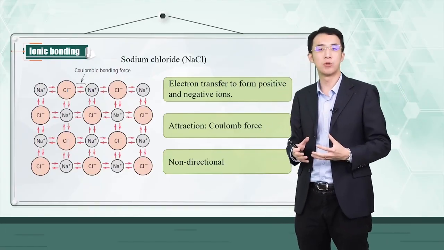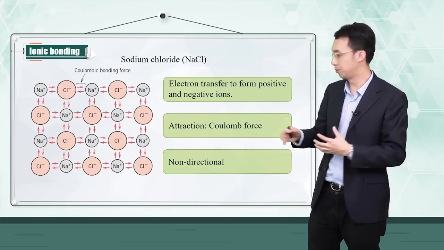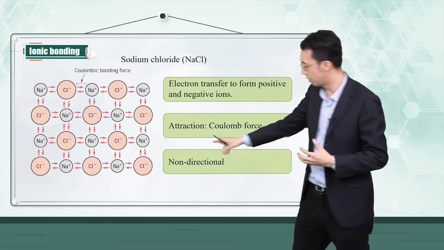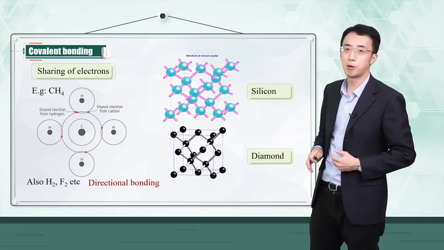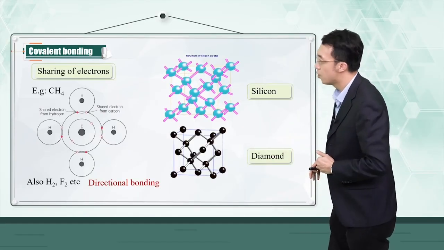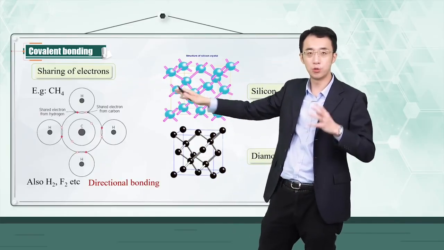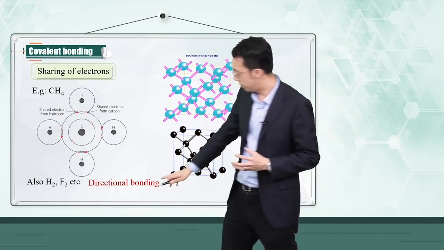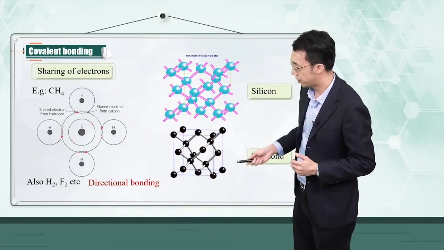And the attraction comes from the Coulomb force between the positively and negatively charged ions. And the chemical bond is non-directional, which is the result of the fact that your transfer of electron is complete. So there's no kind of a free electron. And then the chemical bonding is so-called non-directional.